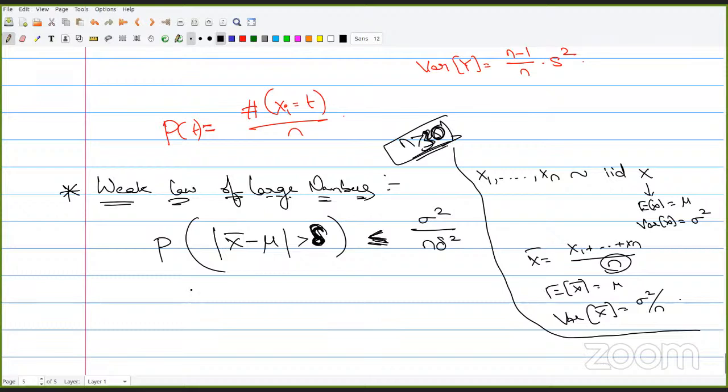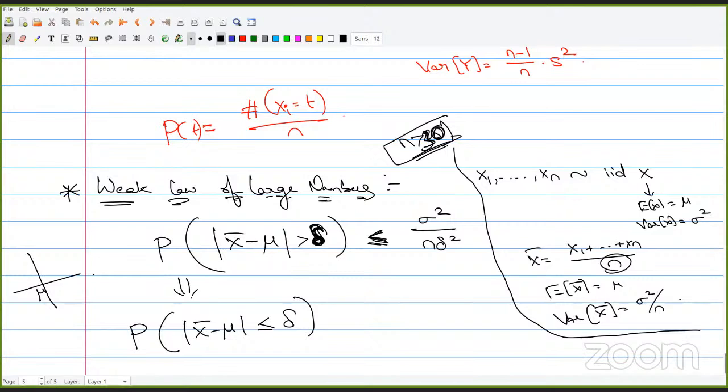So in other words, we say the probability that x bar minus mu lies within some range. So this is mu. Where does this come from? It comes from Chebyshev's inequality. It looks very familiar. You know Chebyshev's inequality, is it?